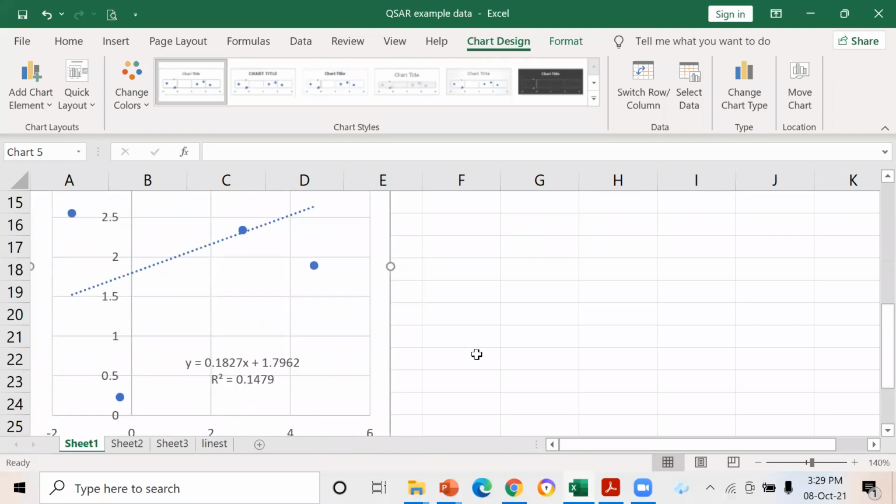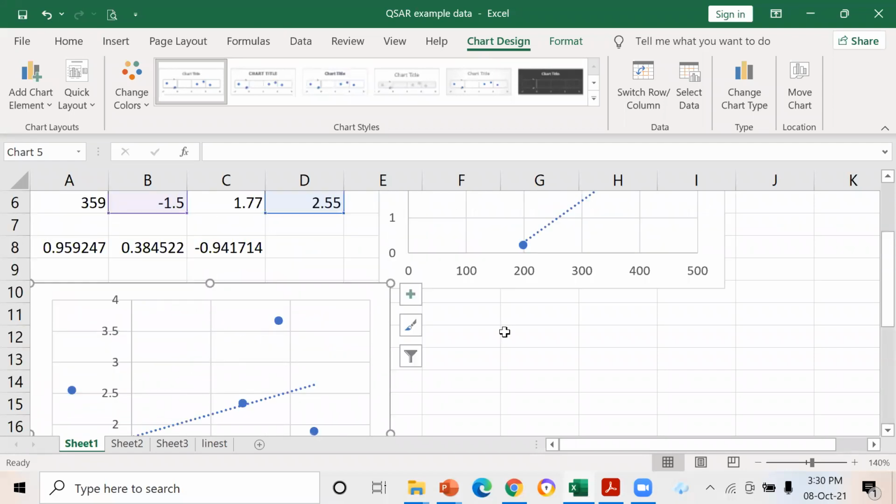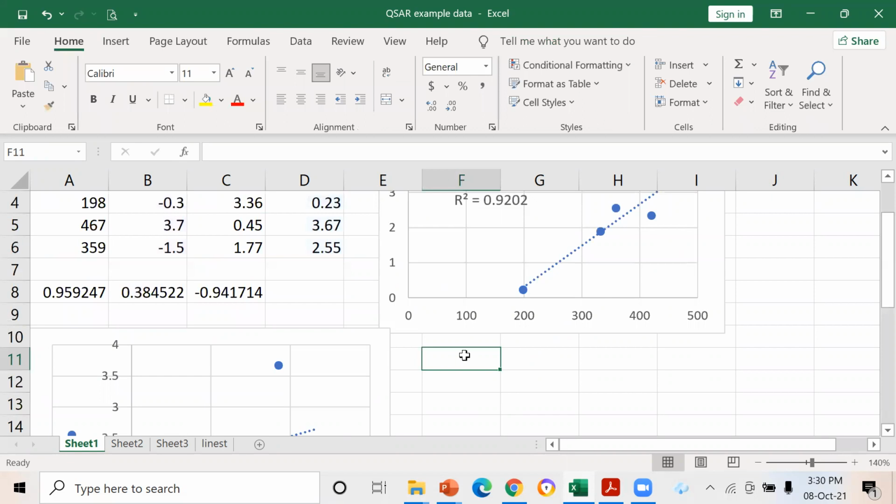Correct. Now let us look at the other one. The third one, dipole versus activity. Okay, so let us look at dipole versus activity.